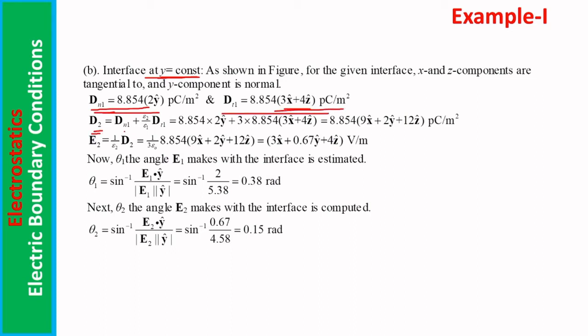d2 is dn1 plus epsilon 2 by epsilon 1 dt1. How this expression has come, I have shown already just now, so no need to spare any time for this expression. Substituting dn1 and dt1, which are already available, we will get d2. Divided by epsilon 2, you will be getting E2. Now angles can be computed the same way, but you have to consider here E1 dot y cap. Then we will be getting angles like this.